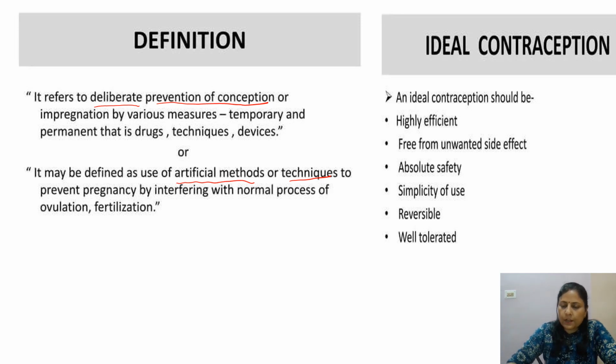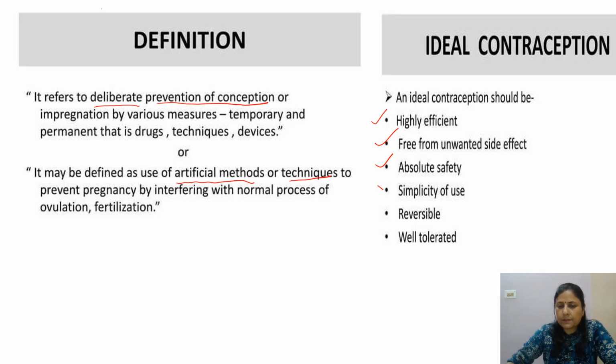And contraception should have the following features so it becomes an ideal contraception. It should be highly efficient, its efficacy should be high. It should be free from any side effect or unwanted side effect, and the use of the contraception should be absolutely safe. It should have simplicity of use. It is very easy to use.